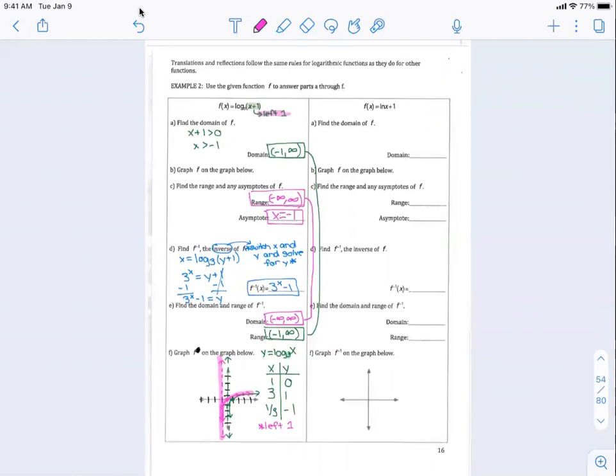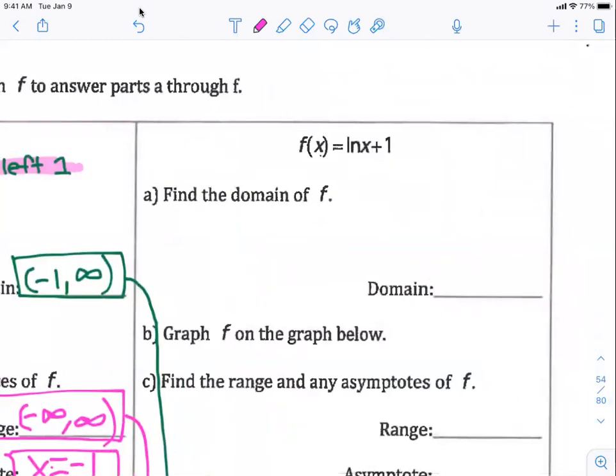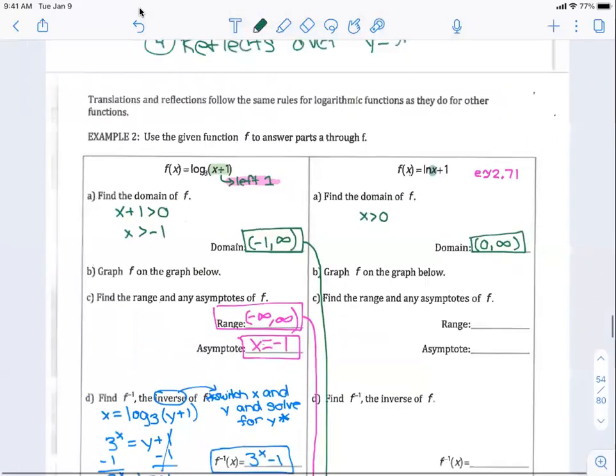All right, let's take a look at the second example here. So we're going to practice one with natural log. So that's good to practice. Again, remember e is about 2.71, and you can get that on your calculator. So find the domain. Remember that for the domain, you're going to set this part greater than 0, not x plus 1, just the x. If they wanted the x plus 1 to be greater than 0, they would use parentheses. So it's just x is greater than 0. So that is from 0 until infinity. That is done. Now let's go ahead and graph it below.